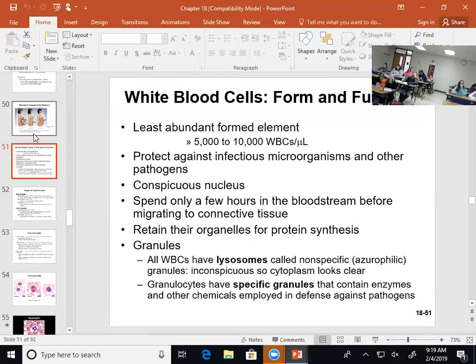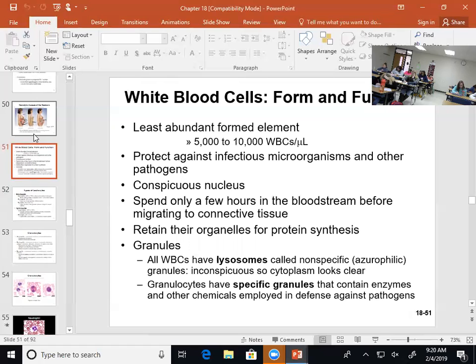So I would want you to know that usually there's going to be a normal total count of 5,000 to 10,000 white blood cells per microliter of blood, where you all knew that for red cells, they're like 4 to 6 million, right? So red cells way outnumber white cells, but that doesn't mean white cells aren't important. You just don't have as many of them circulating. You don't need as many of them circulating. So they do protect against infectious microorganisms and other pathogens.